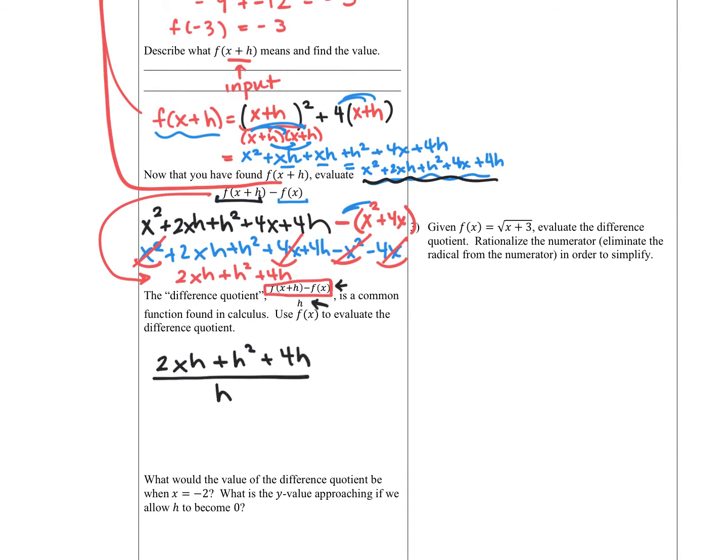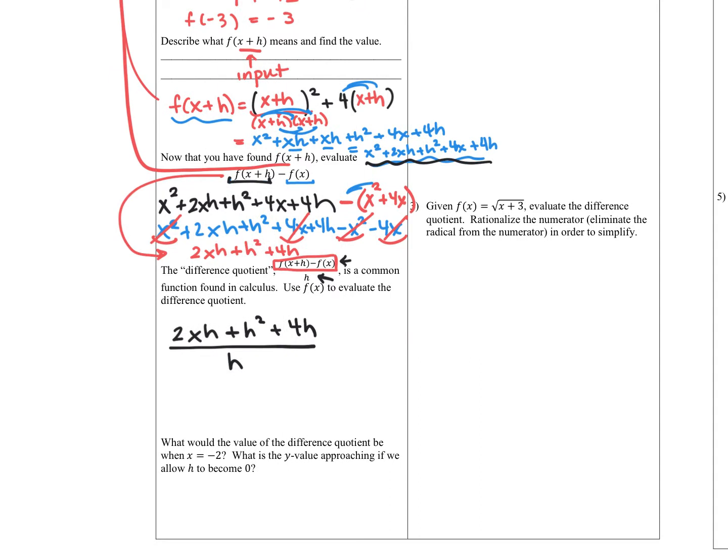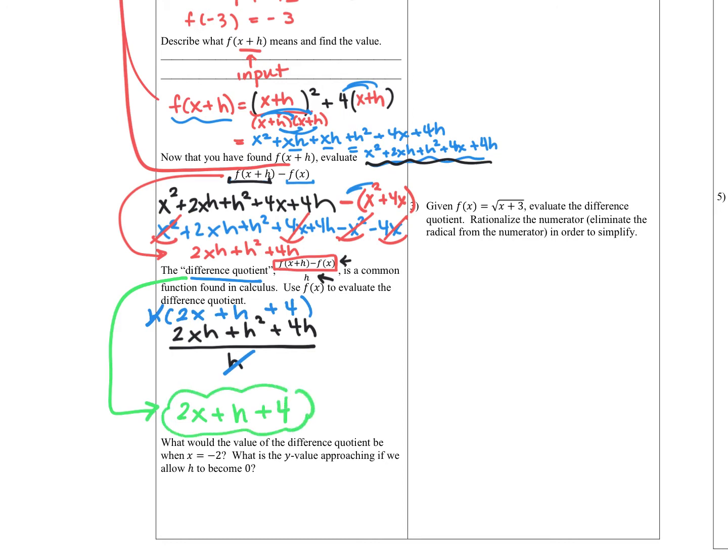That was the denominator. And so if we want to simplify that, if you notice, everything has an h. We can factor an h out of the numerator. And then what you can do is actually simplify those h's, because h over h is just 1. So what we just found the difference quotient to be for this particular f of x is going to be 2x plus h plus 4. So that is our difference quotient.